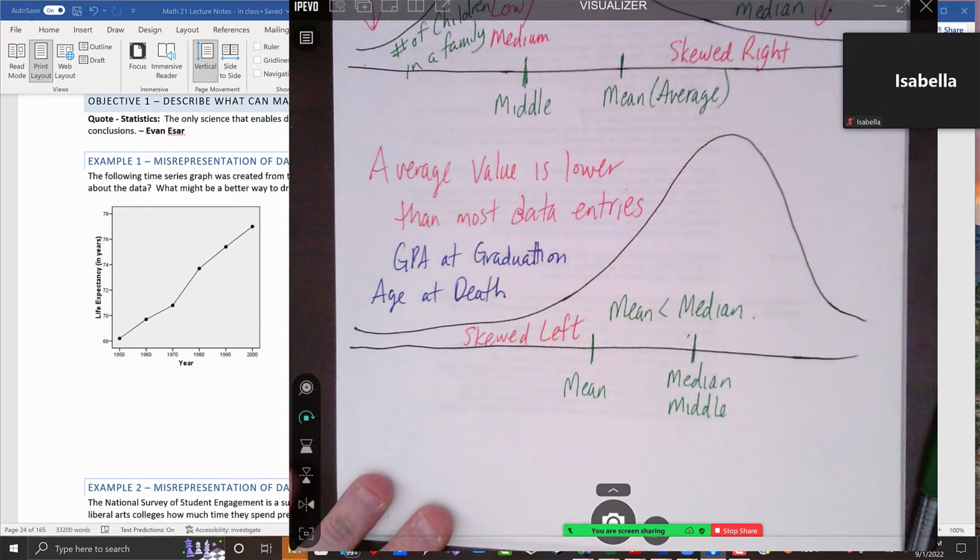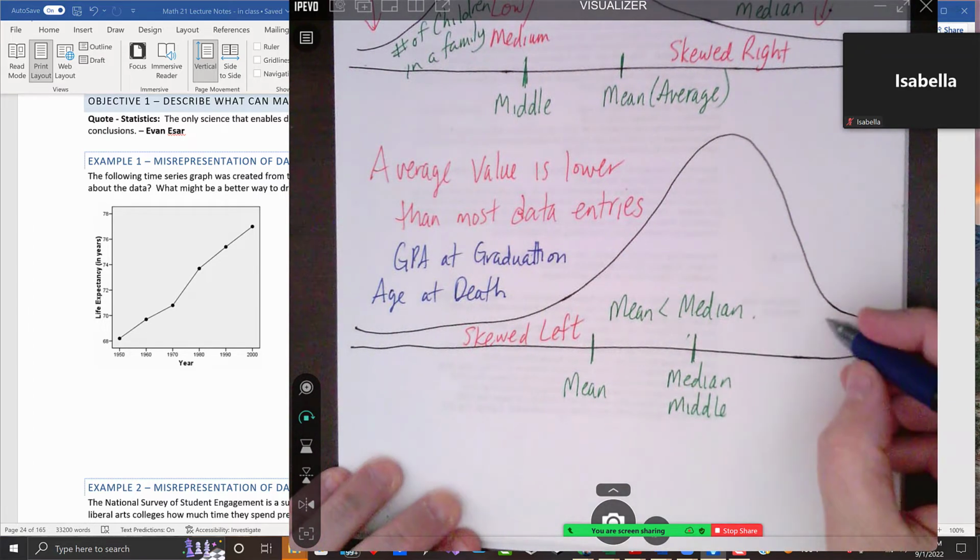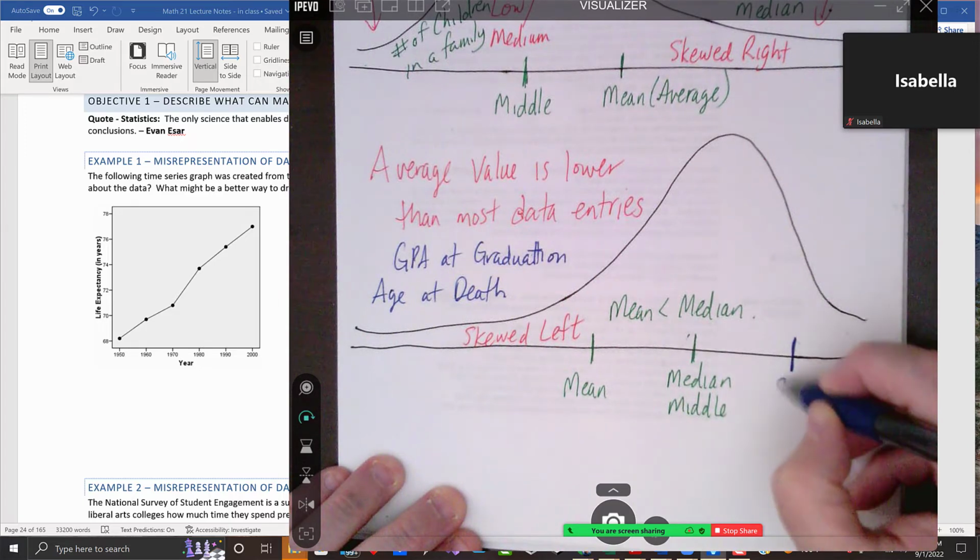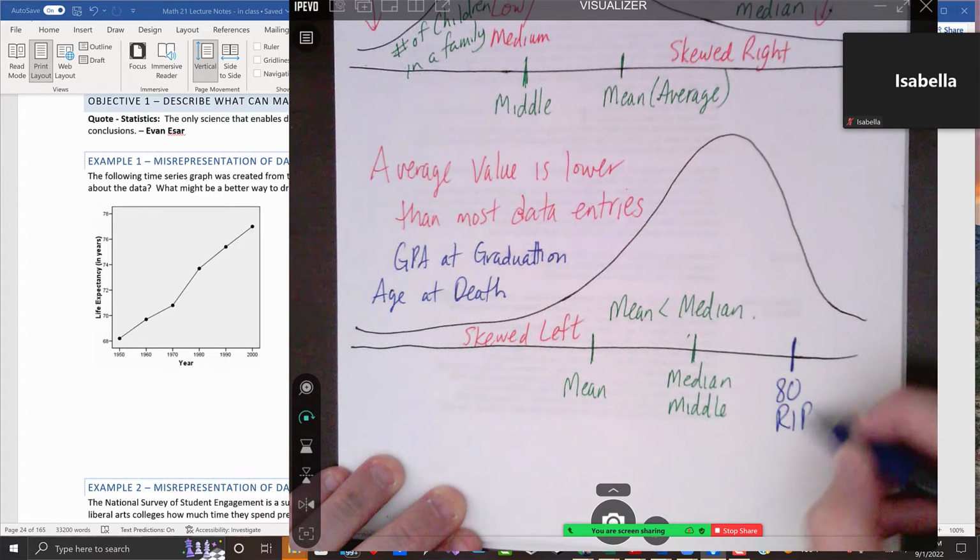Most people lived to middle age, elder age. Since my mom died recently, I will include her. She got to a good, nice little age over here. Rest in peace, Mom.